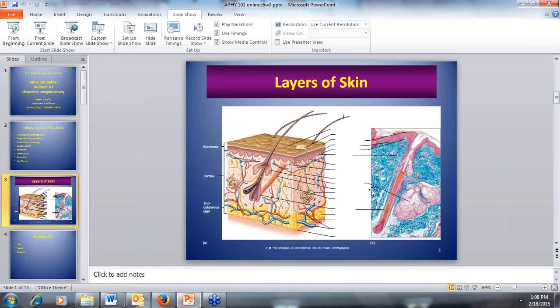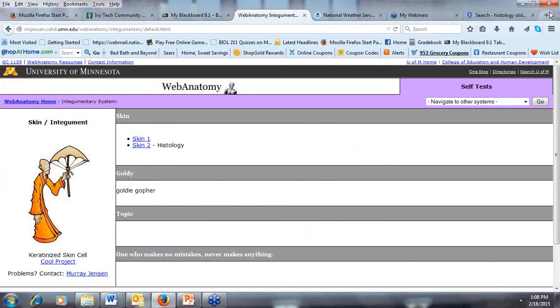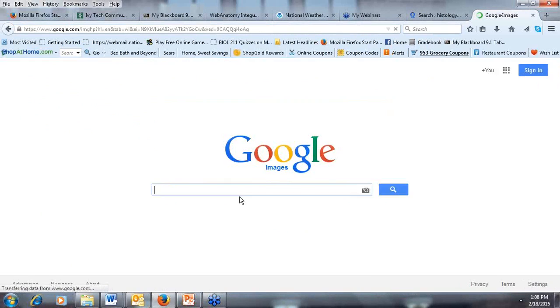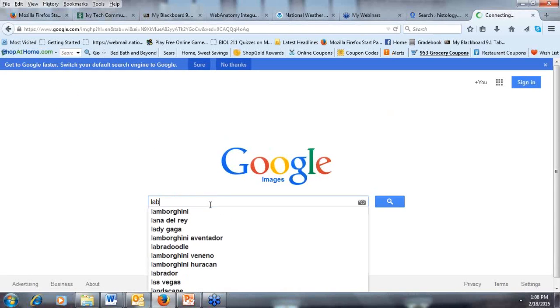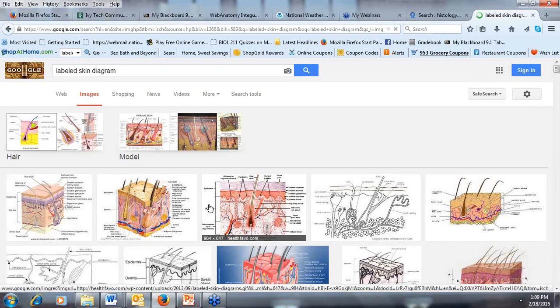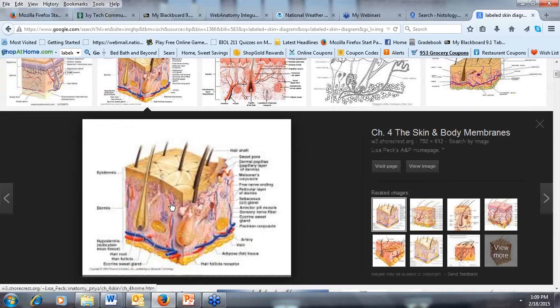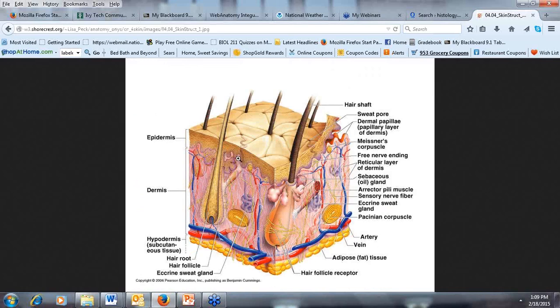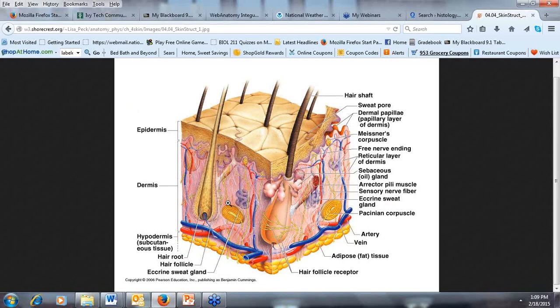Let's take a quick look. I've told you this before. You could go to Google, and you can go to Google Images, and you can click on a labeled skin diagram, and you'll have all these choices come up. This one looks like it has a lot labeled on it, and so when you open this up, it has even more labeled on it than what was on the slide. There's the epidermis, dermis, and there's hypodermis, like I mentioned.